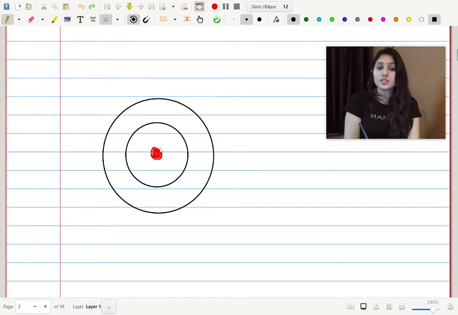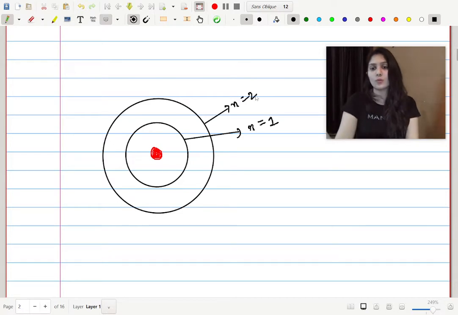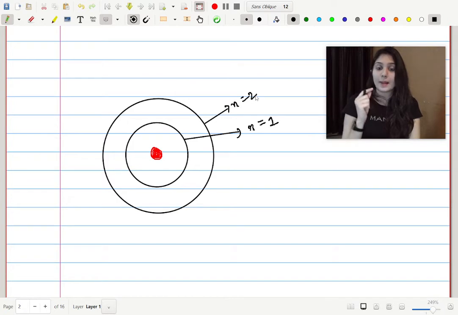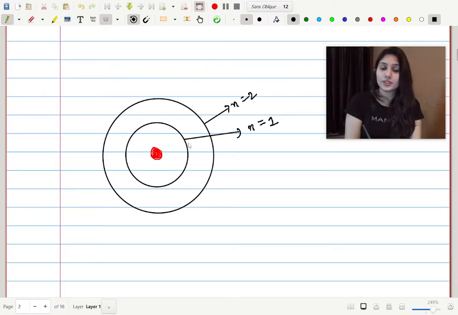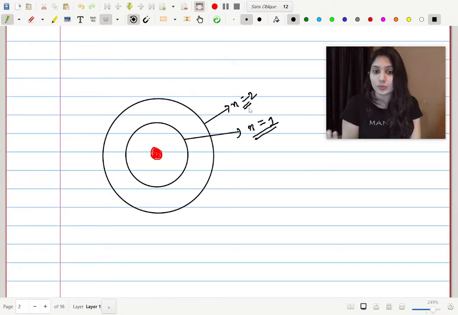So now this is the nucleus and the electrons are going to be present in these orbits. This is n is equal to 1, which means this is the first shell, so the n value for this is equal to 1. This is the second shell and the n value is equal to 2, and that is how your values for n are going to increase. What I haven't said up till now is that n is also called the principal quantum number. So here n is equal to 1, or the principal quantum number is equal to 1. Here the principal quantum number is equal to 2, or n is equal to 2.